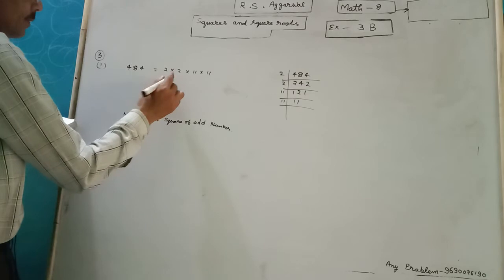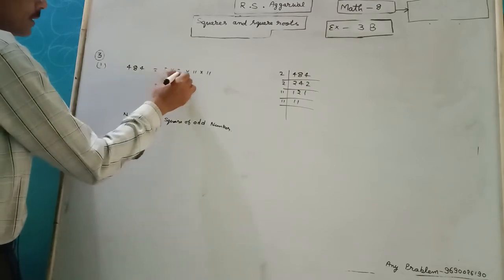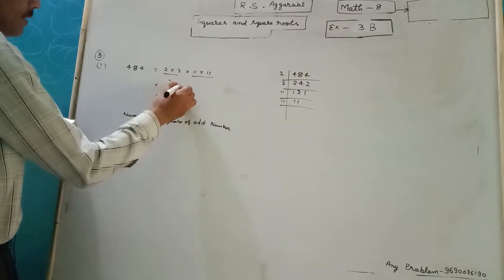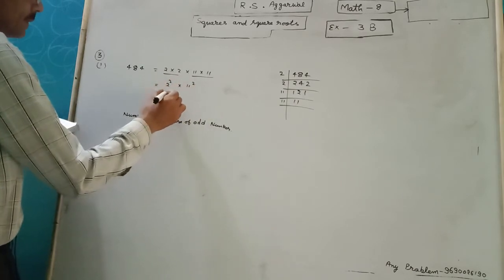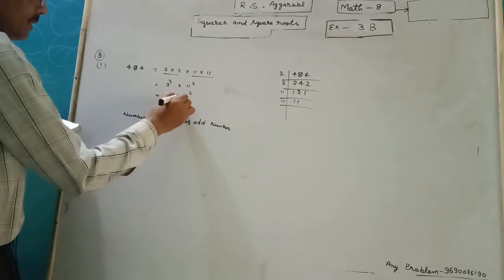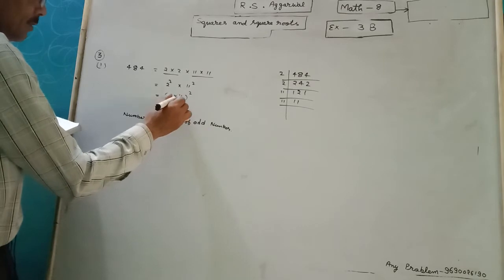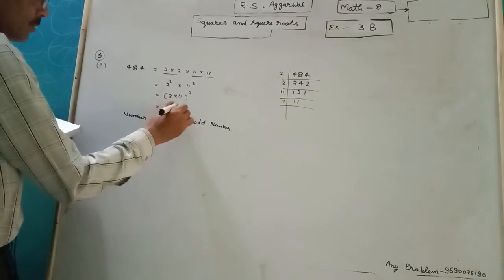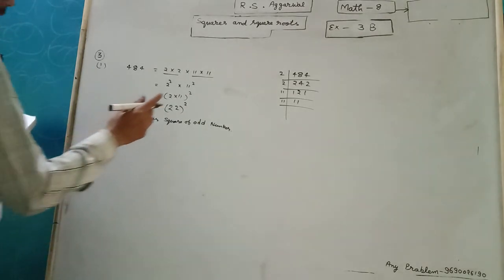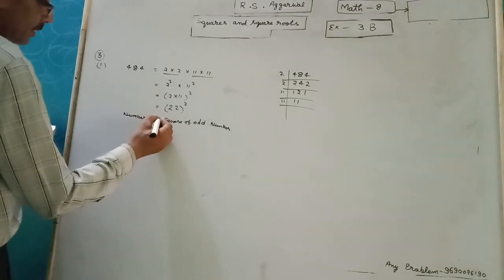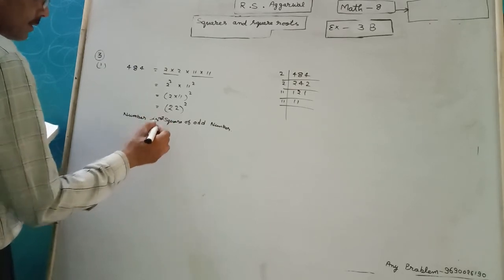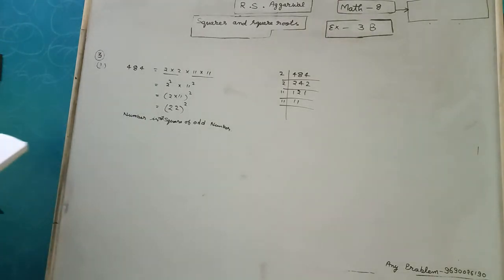Write the square form. 2 square into 11 square. Write in one bracket 2 into 11. After multiply it, 11 to the 22. 22 is not odd number. 22 is a even number. So write here this is not square of odd number.